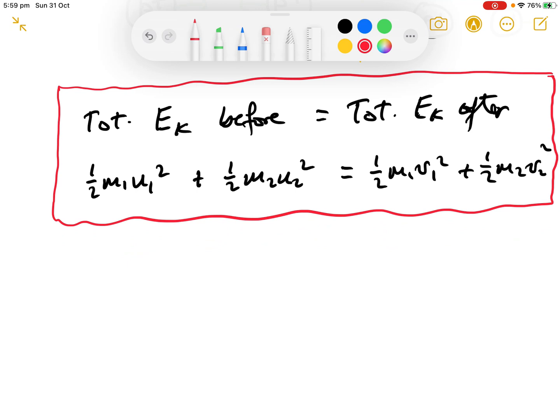One final note is that collisions which are in fact explosions are always inelastic, because clearly there's no kinetic energy before, but there's lots afterwards, so clearly they can't be elastic, so they are classified as inelastic. And that completes the section on energy in collisions.